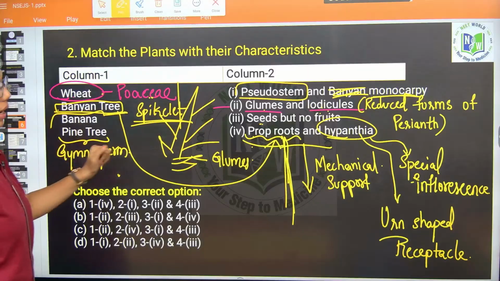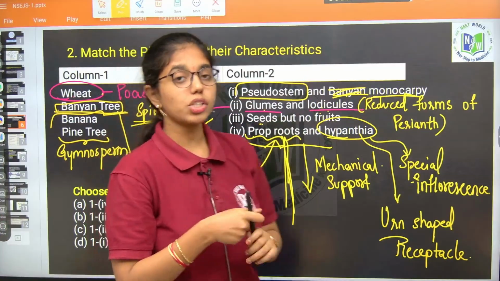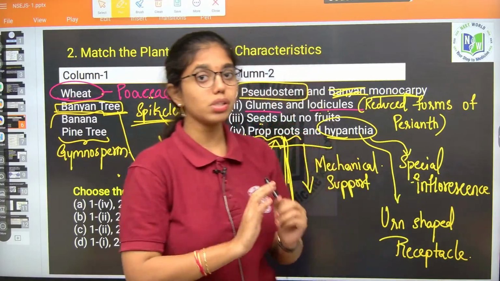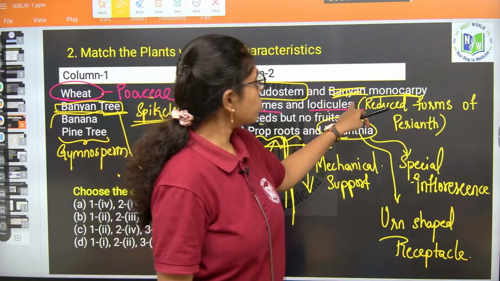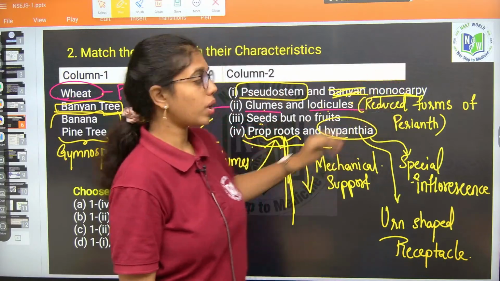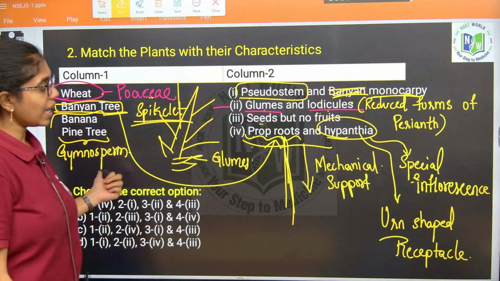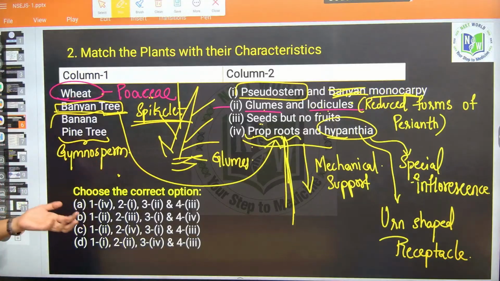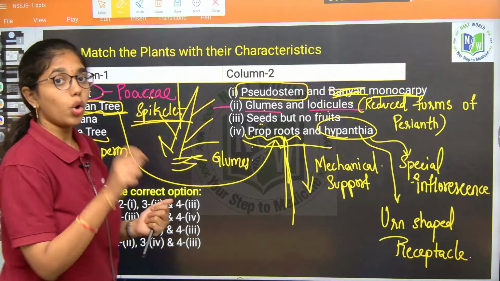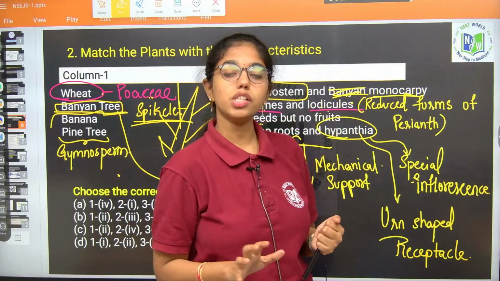Next is banana, it has a pseudostem because at the base, the stem region is not formed by woody tissues, it is formed by the bases of leafy sheaths, and it also has the monocarpellary feature. Pine tree, which is a gymnosperm, has seeds but no fruit, wherein the ovule turns to seed. Ovary wall is not present in the gymnosperms.